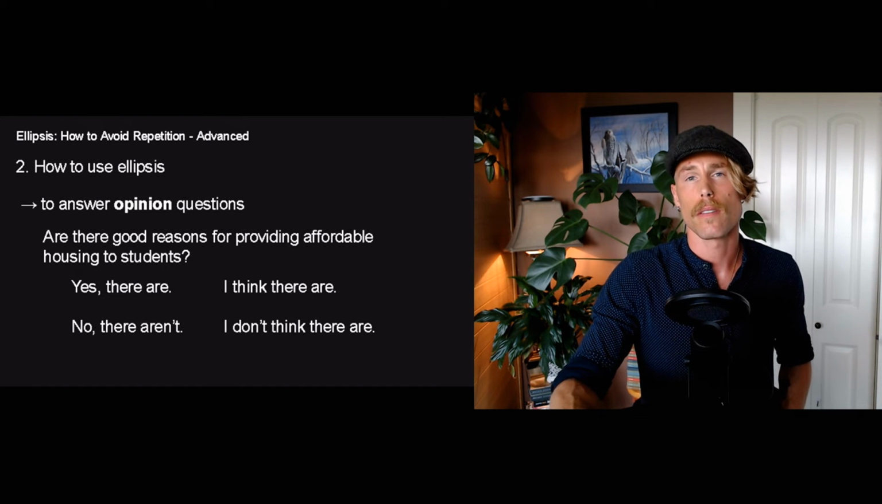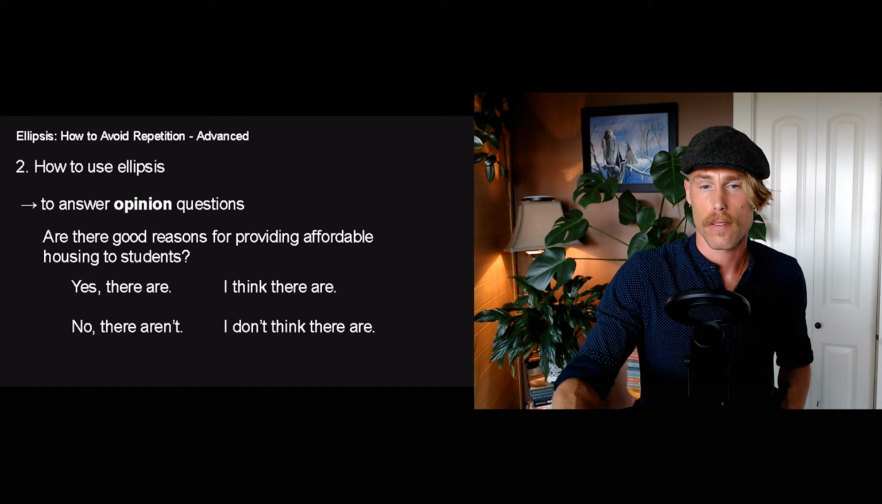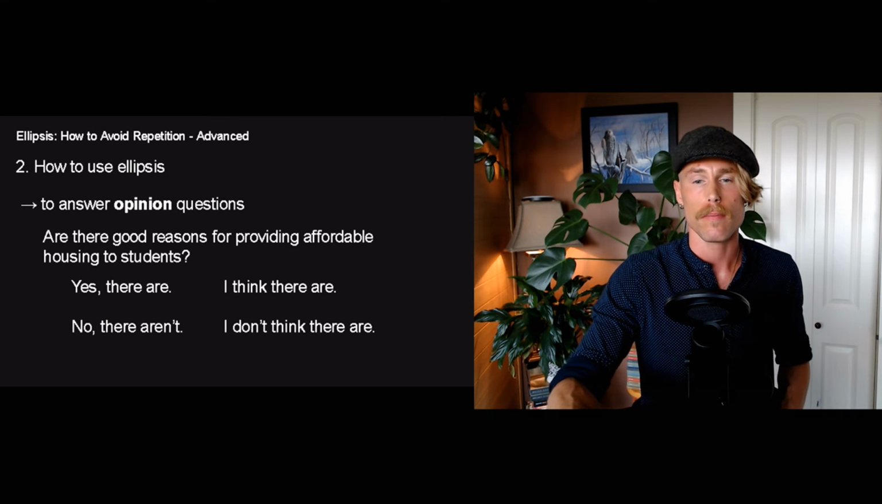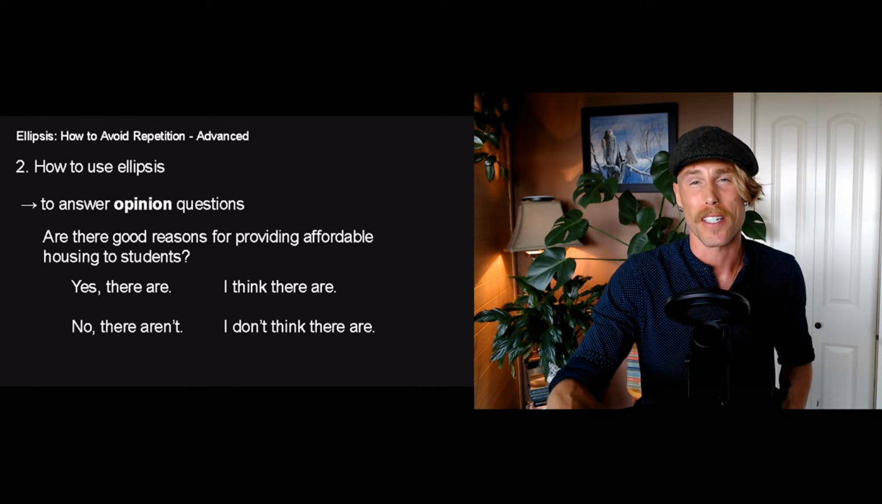These are all answers that we can give for this question using ellipsis. Yes, there are good reasons for providing affordable housing to students. No, there aren't good reasons for blah, blah, blah. You get the idea. We can leave out those unnecessary words. Or we can just say, I think there are, or I don't think there are, or yes, or no. Those work too. We can also use not really. That one is a little bit more informal.